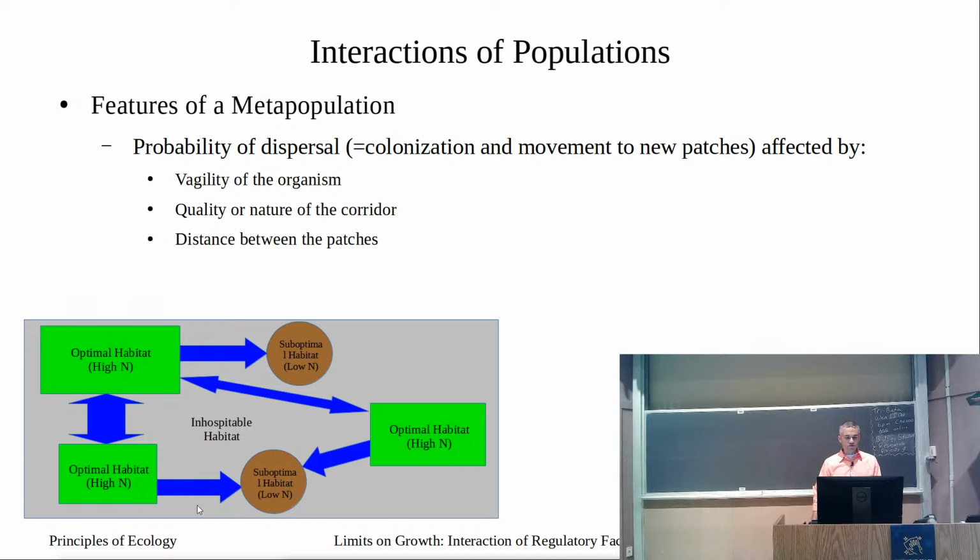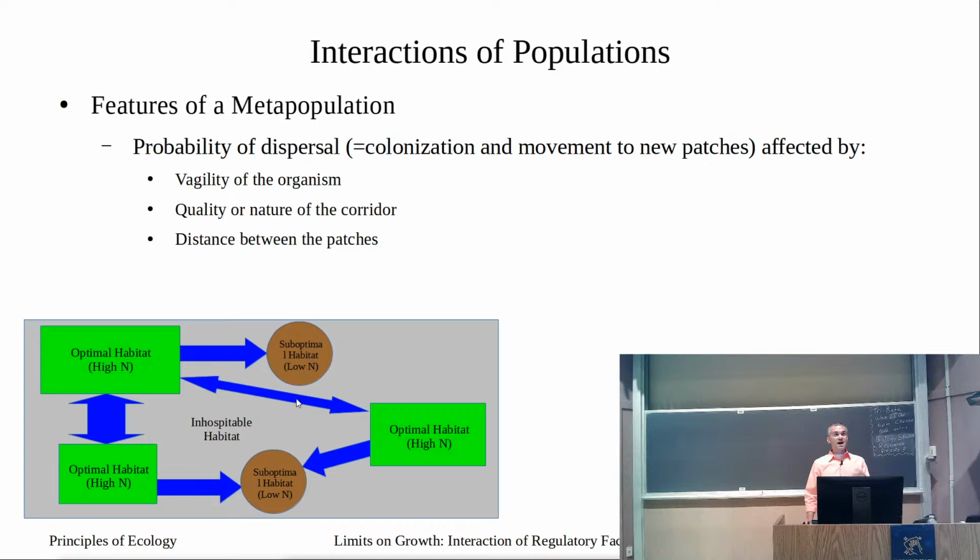The corridors are these arrows. And what I've done with the arrows is increase their width to represent the quality of the corridor that they have. The better the quality, the more dispersal that's going to take place. So you have a lot of dispersal that's taking place here, a combination of good quality corridor and closeness of our patches.